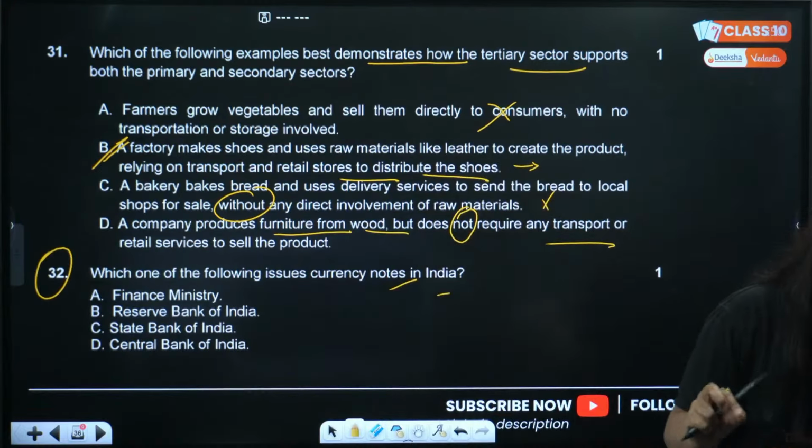Okay, fine. The institution that issues currency is the RBI, Reserve Bank of India. The body was made in the year 1935.